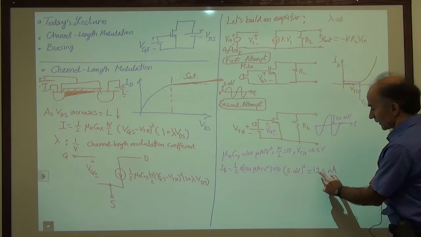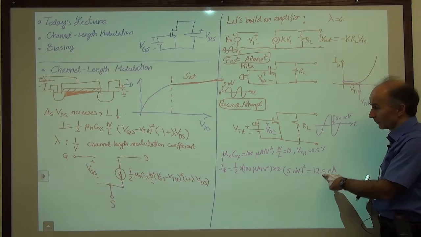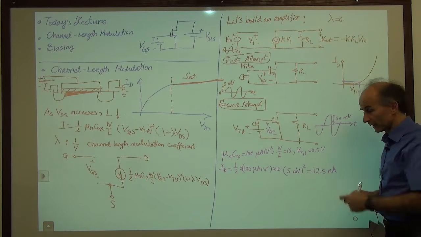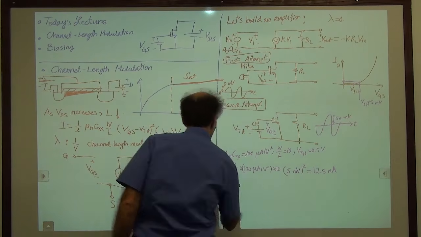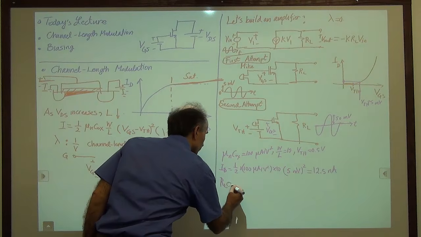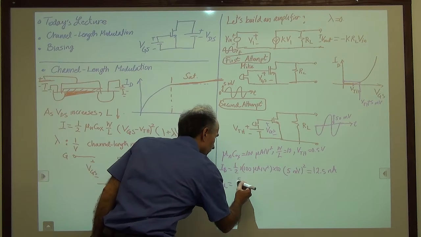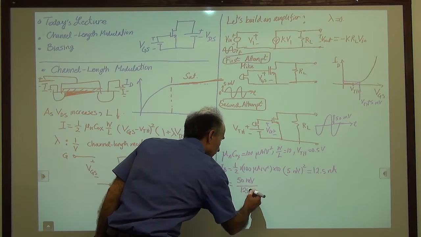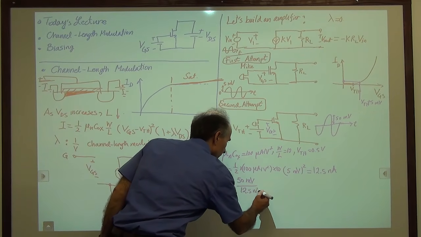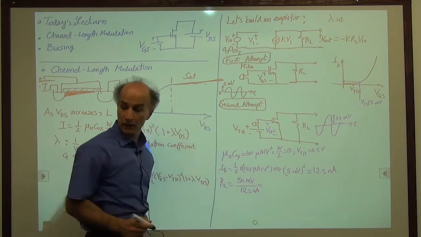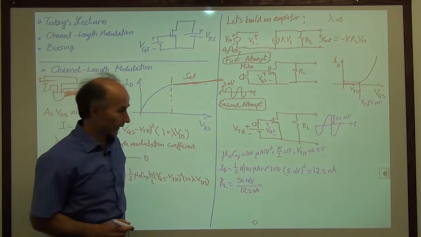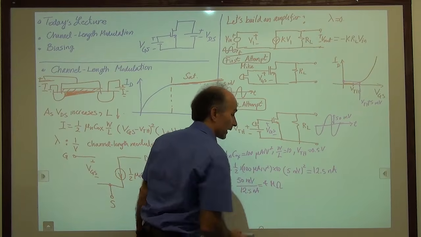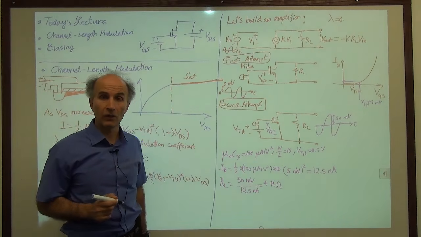Okay, so this current at 12.5 nanoamps has to pass through RL and give me 50 millivolts. So I can find RL. RL is equal to the voltage that I need, 50 millivolts, divided by the current that the transistor has produced, 12.5 nanoamps. And that comes out to be 4 mega ohms. 4 mega ohms. And that's a very, very large resistor.